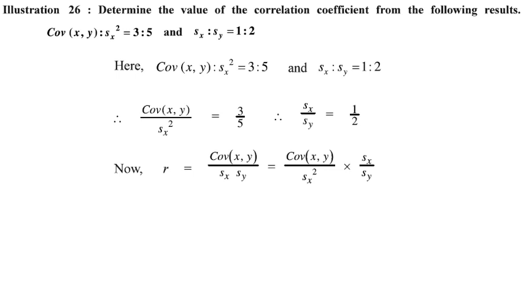You will get your correlation coefficient formula. So now put the values which we have into this. That would be 3 upon 5 into 1 upon 2. That means 3 upon 10, that is 0.3. This is the kind of sum which has been repeated so many times in the board exams. So remember this method.